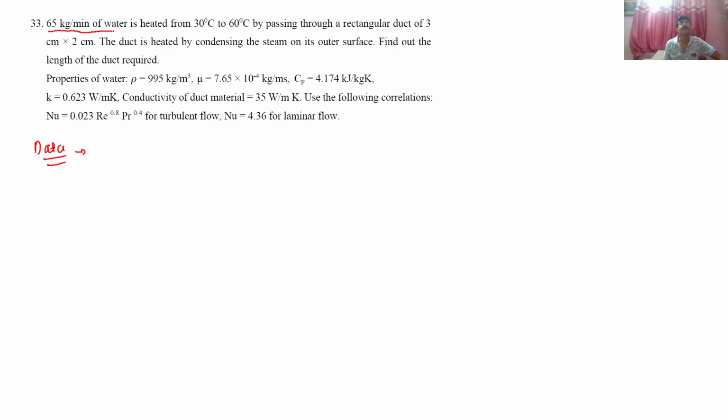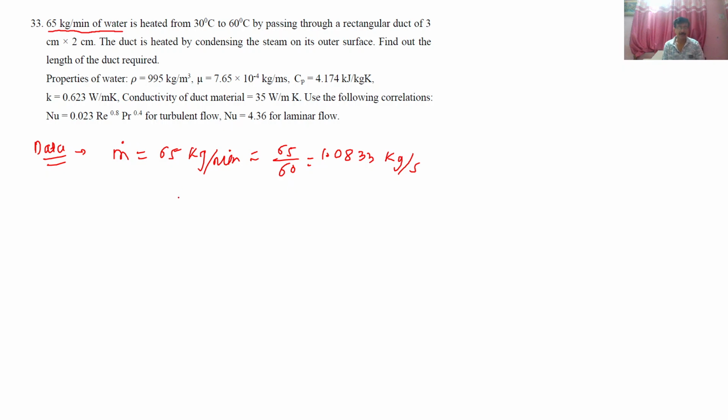65 kg per minute of water. So water is given as the fluid and its mass flow rate is given. Kg means mass and minute means time. So it is m dot, 65 kg per minute. 65 kg per minute means 65 divided by 60. That comes around 1.0833 kg per second. Convert minute, hour into second.